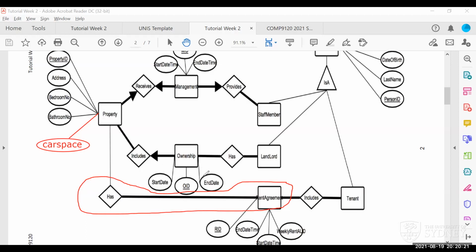So how do we read this? A rental agreement has at least one property, right? Is that correct or incorrect? So a rental agreement has at least one property. So that means it can have multiple properties in one rental agreement. Is it possible for a rental agreement to have more than one property?